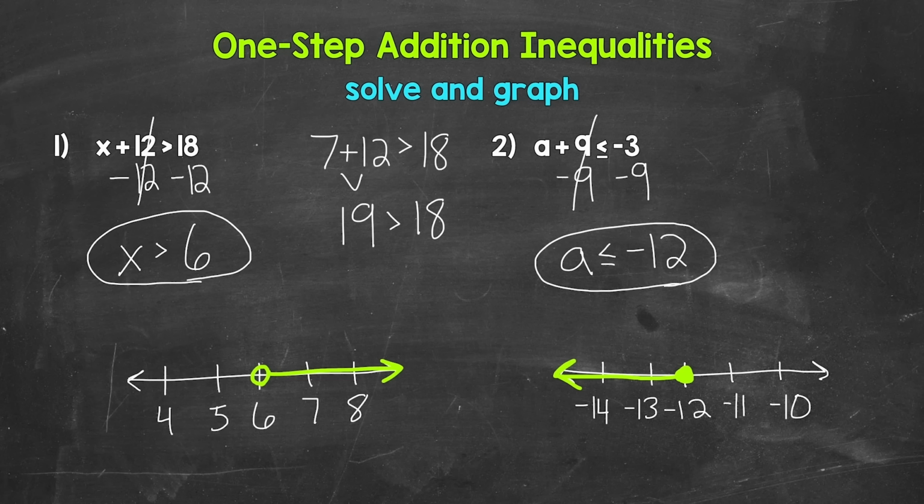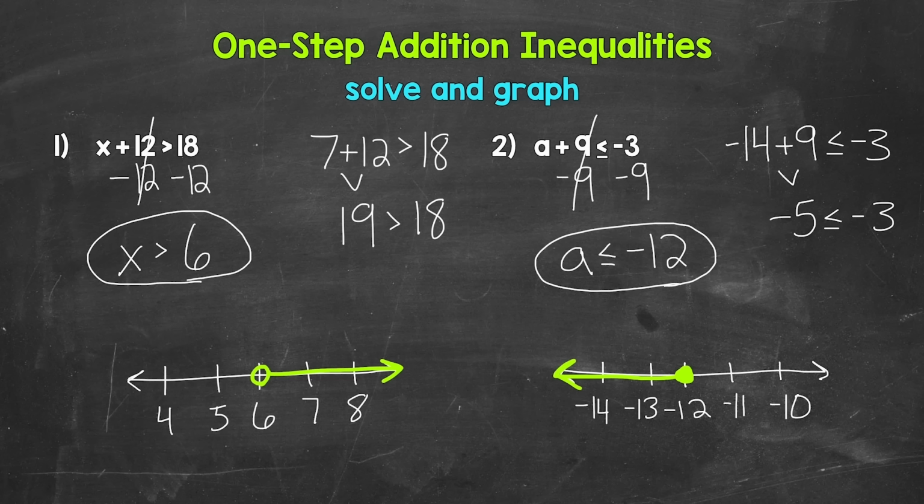Let's check a solution by plugging it in for A and see if it works. So we need anything less than or equal to negative 12. Let's use negative 14. So plug in negative 14 for A. Negative 14 plus 9 is less than or equal to negative 3. Negative 14 plus 9 gives us negative 5. Negative 5 is less than or equal to negative 3. So we are correct here.